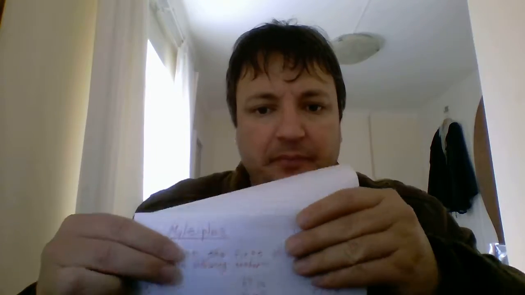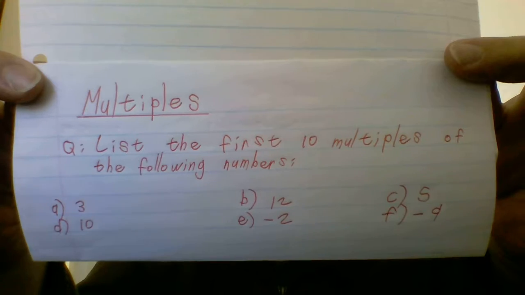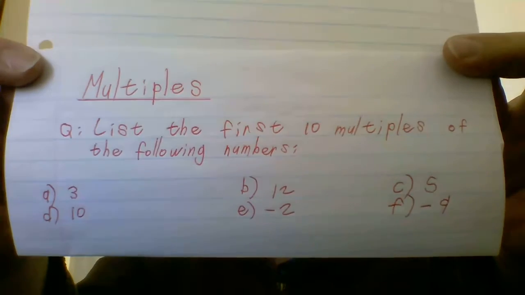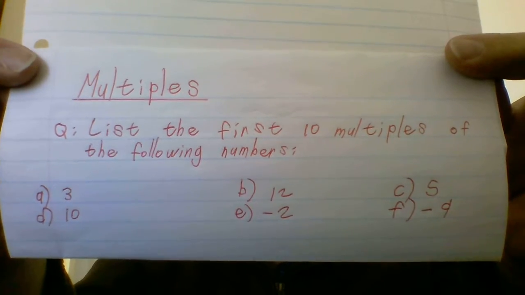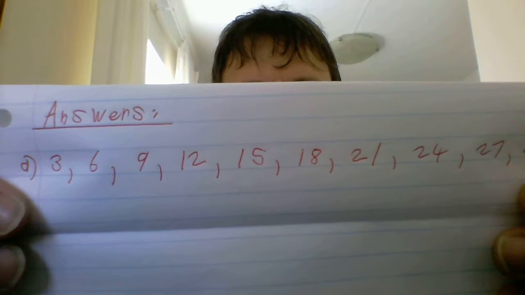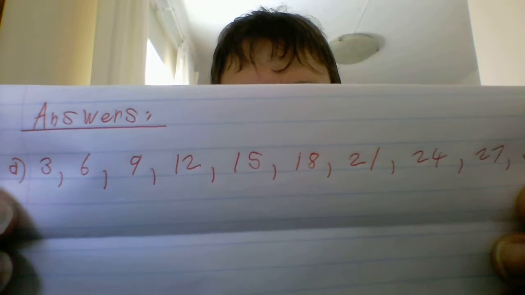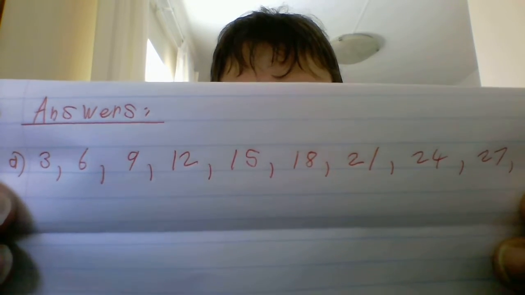I've got a question here. List the first 10 multiples of the following numbers. The first one is number A. What are the multiples of 3? That would obviously be 3, 6, 9, 12, 15, 18, etc.